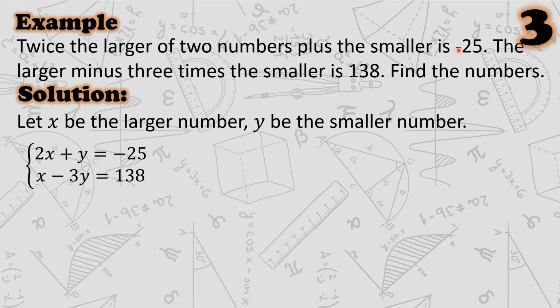Let us look at the second statement. The larger, that will be x, again, minus 3 times the smaller, so we have x minus 3y equals 138. And then from here, we will follow the solution using the inverse of a matrix. Then we begin writing the matrices.